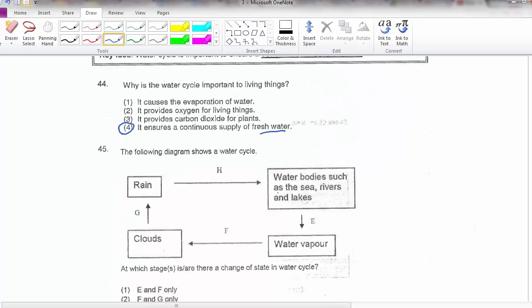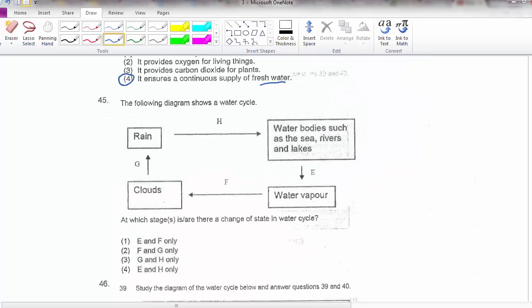Now 45, at which stage is there a change of state in water cycle? So it's quite obvious, rain into the water bodies, it's still liquid, but the water bodies into water vapor, that is a change of state here. Water vapor into clouds, that is a change of state here because of condensation. So E and F only.